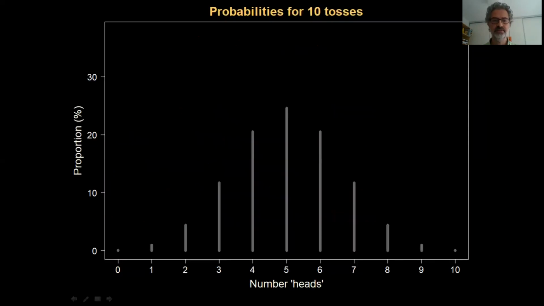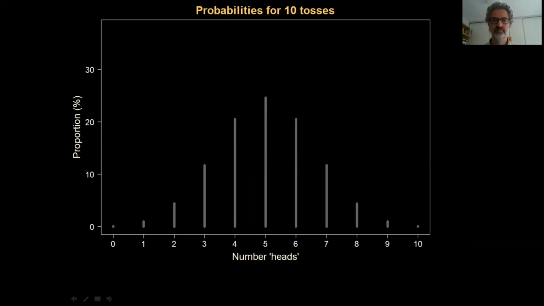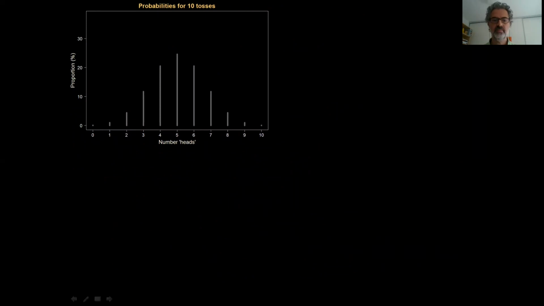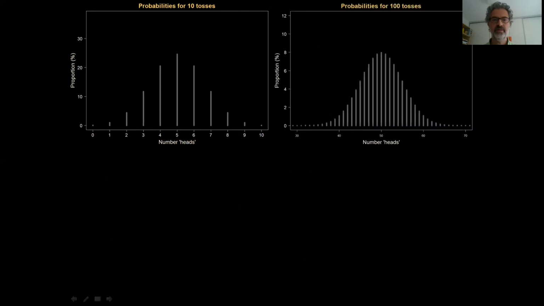For 10 tosses, this is what the expected frequencies look like. What about lots more tosses? Let's see what happens with 100 tosses. So these are the expected frequencies for getting from 30 through 70 times heads. We're not plotting the probabilities for getting fewer or more because they're very, very low.